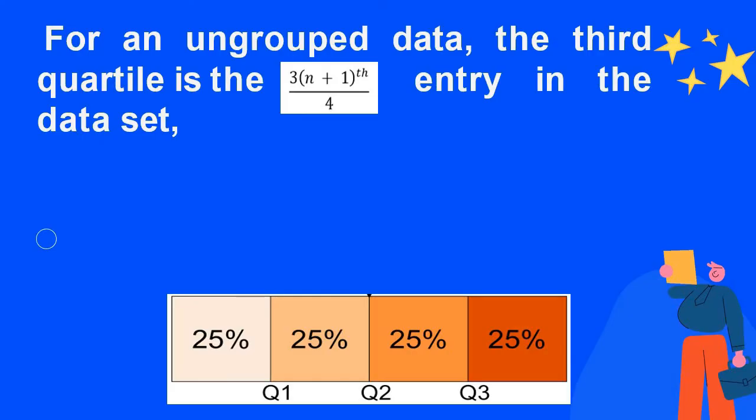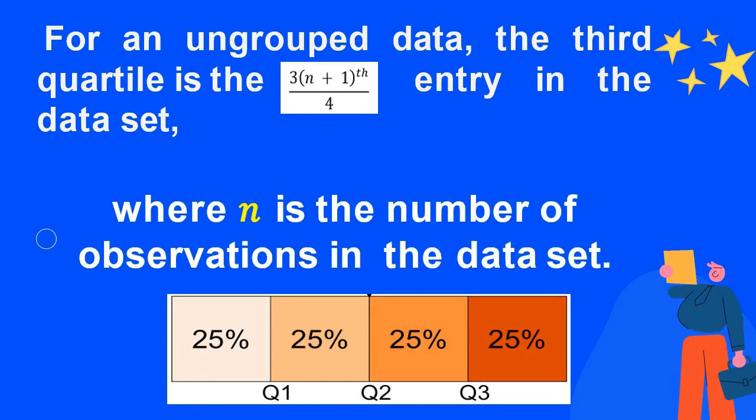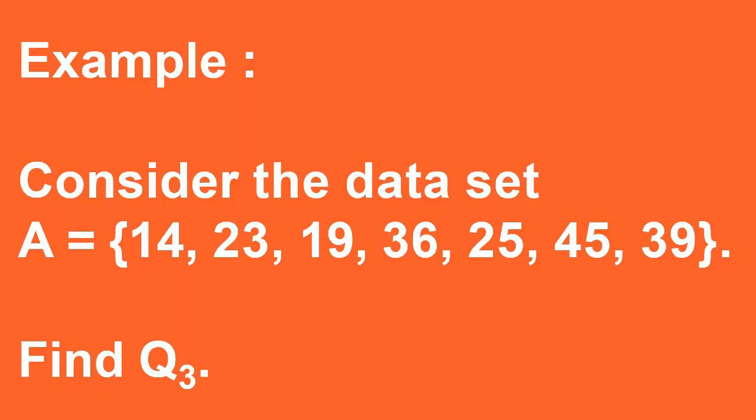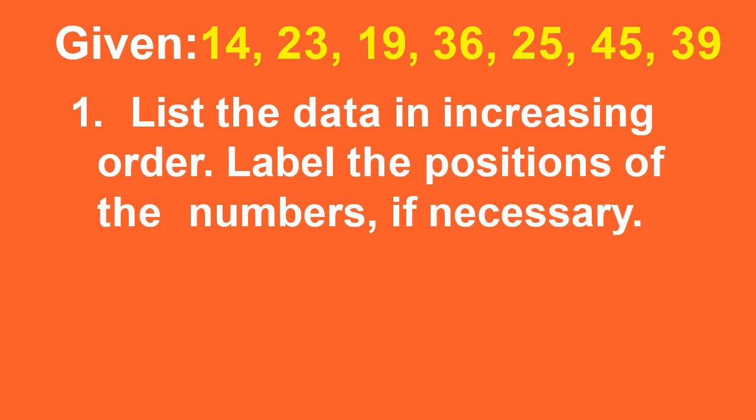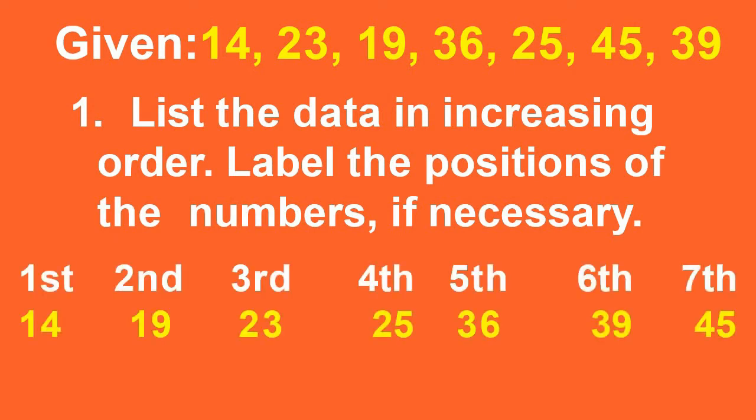Let us again have, for an ungrouped data, 3 times the quantity n plus 1 all over 4 as the location of our third quartile in the data set. Again, n is the number of observations in the data set. Let us have an example. Given the same set of data, let us find quartile 3. Again, list the data in increasing order. If necessary, label the positions of the numbers. So again, we have here our first number as 14 and the last number as 45.